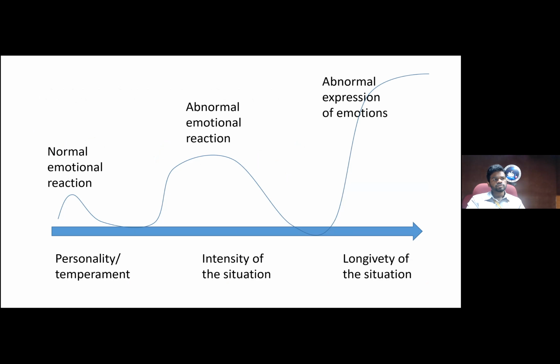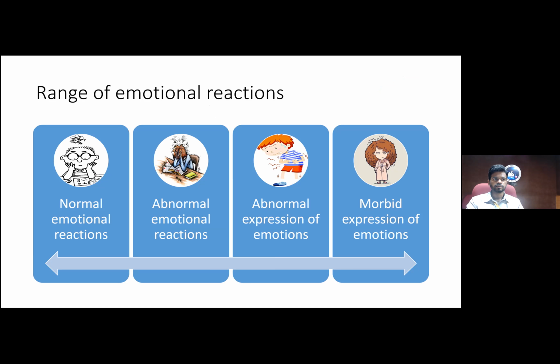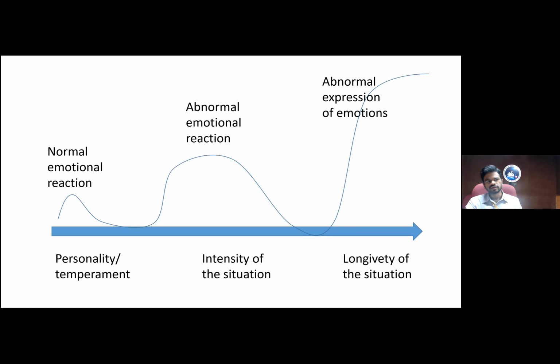So, what are the factors that determine the abnormal expression of emotions or abnormal emotional reactions? As I already told you, few children in your family or your neighborhood will have this, few children might not. So what are the differentiating factors? The differentiating factors would be the personality, temperament or character of the child, which depends upon the way they have been born and brought up.